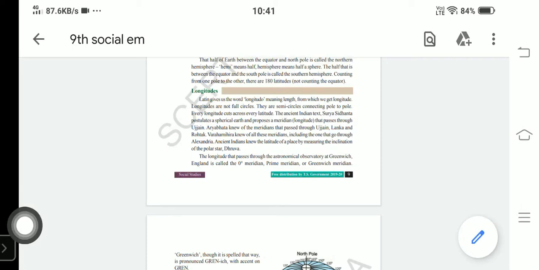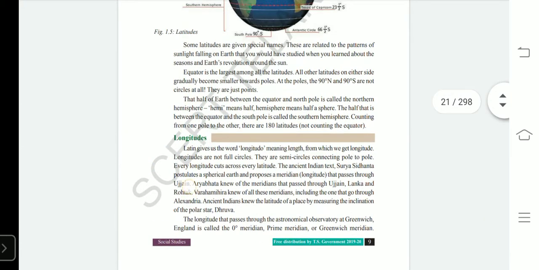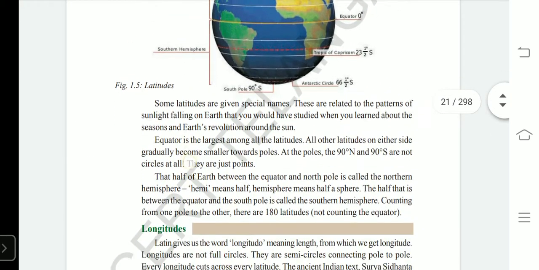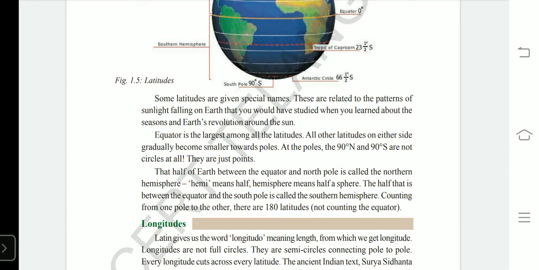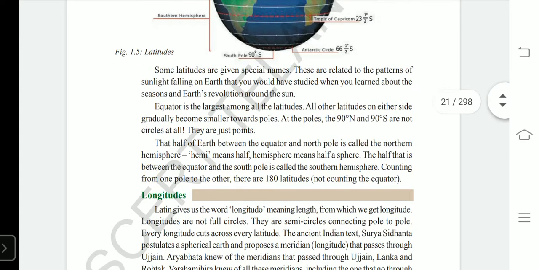Yes, we will see that, the grid. We have seen the grid, right? The next, latitudes and longitudes.